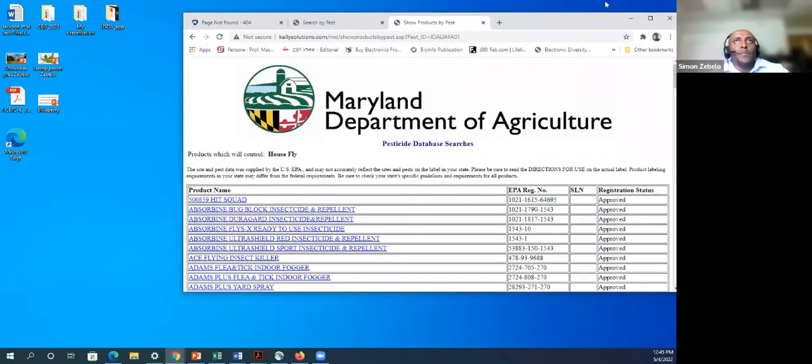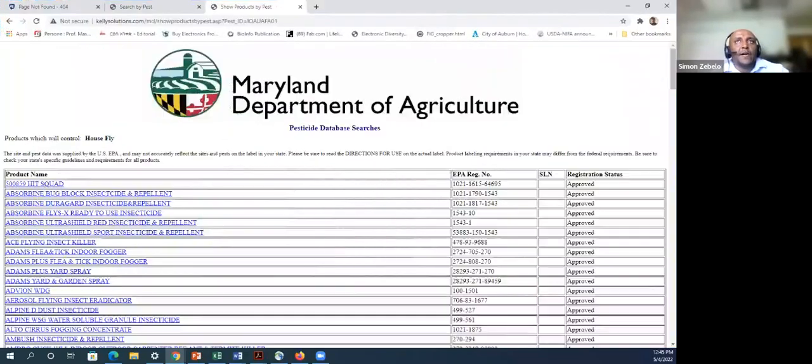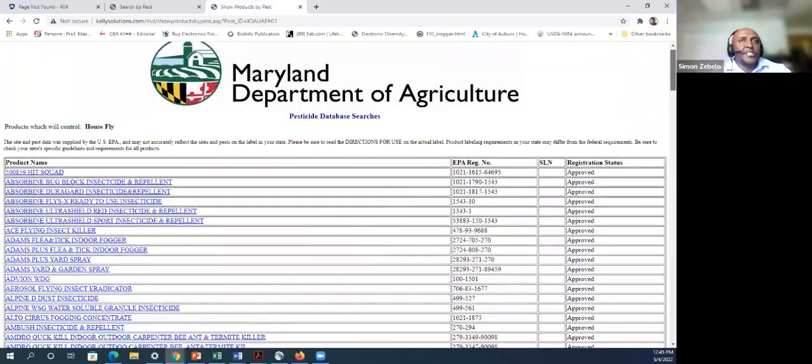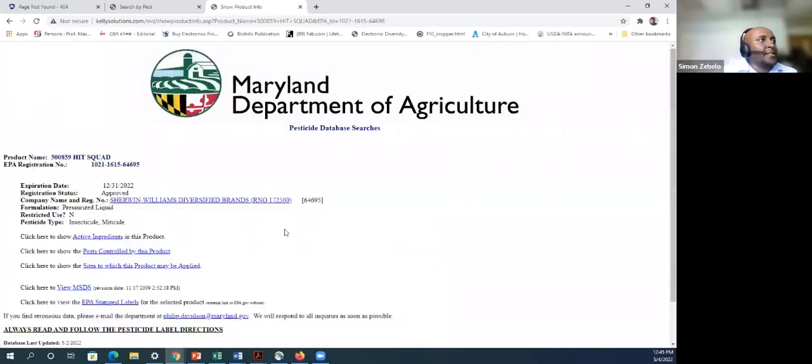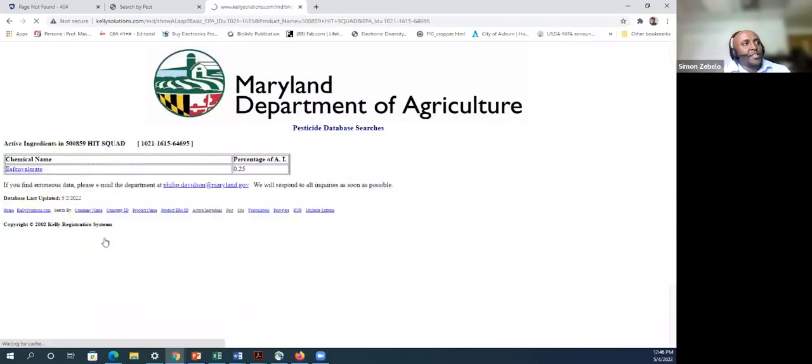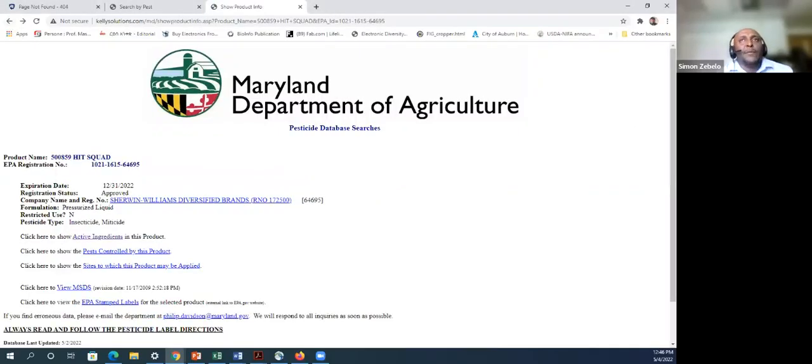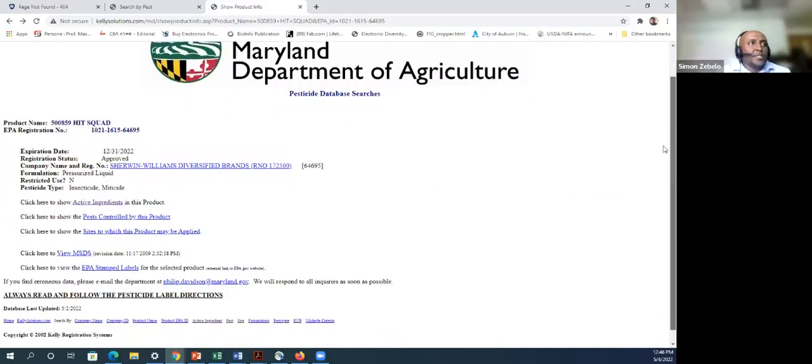So these are all the pesticides registered and approved in the state of Maryland. Let's just open one to see what it is. If you want to see the active ingredient, just click this one. You can see the active ingredient used in this pesticide, and also where you can apply it. Is that inside a poultry house? Maybe you can check that also.